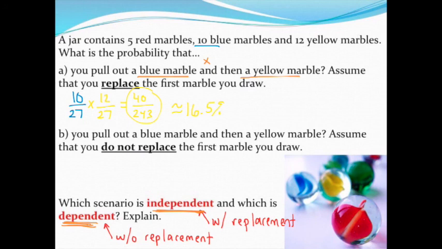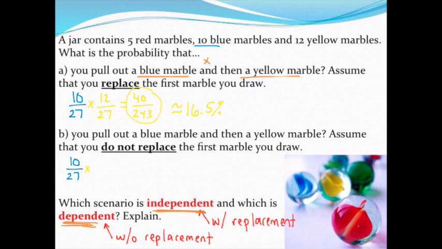Okay, next up, let's see what happens when we do not replace the marbles. So once again, I'm going to stick with pulling a blue marble and then pulling a yellow marble. Well, first up, nothing's changed with my first blue probability. There's 10 blue marbles in the jar out of 27 marbles. However, instead of putting that blue marble back in, I take it and I throw it away. So it's no longer in the jar.